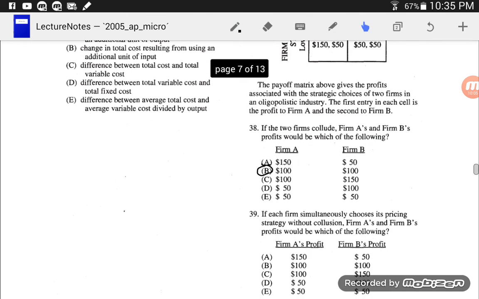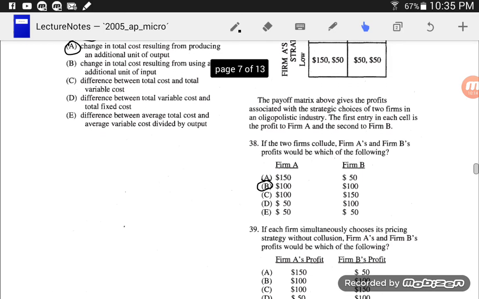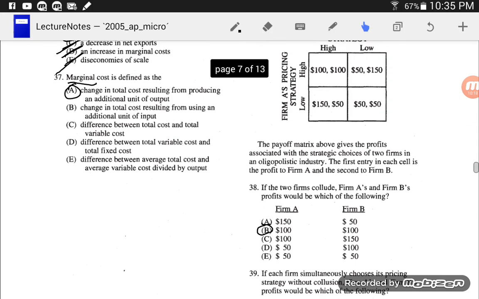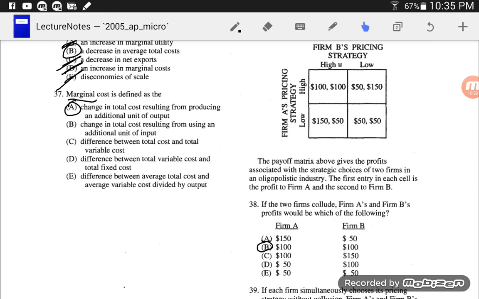Number 39, if each firm simultaneously chooses its pricing strategy without collusion, firm A and firm B's profits would be what of the following? Okay, so now we have to look at this scenario independently. Firm A, if they think firm B is going to choose the high pricing strategy, firm A is better off choosing low. If they think firm B is going to choose low, then they don't have a strong preference, because $50 or $50 is the same. So they have a slight leaning toward choosing the low pricing strategy, because that might get them better off.